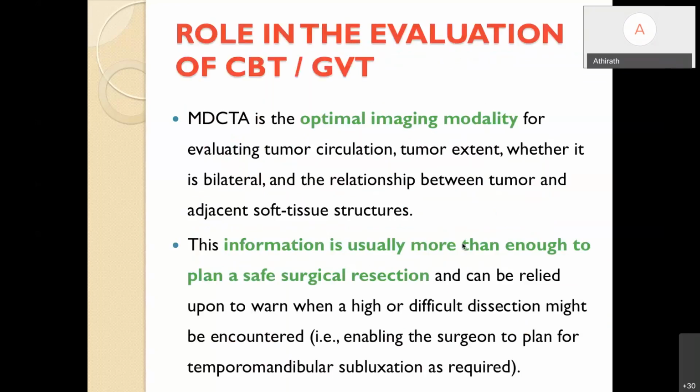In evaluating carotid body tumor or glomus-Weigel tumor, it is the optimal imaging modality because it gives very good information about the tumor extent, circulation, its anatomical relationships, and the soft tissue relationship with the adjacent soft tissue structures. Therefore, it is more than enough to plan any safe surgical dissection only on the findings of a CT.